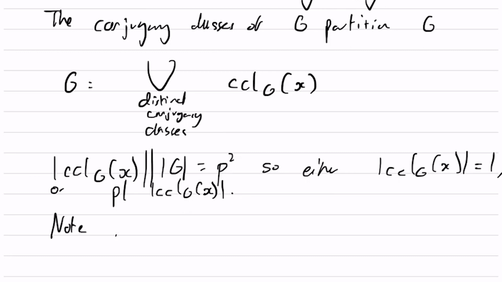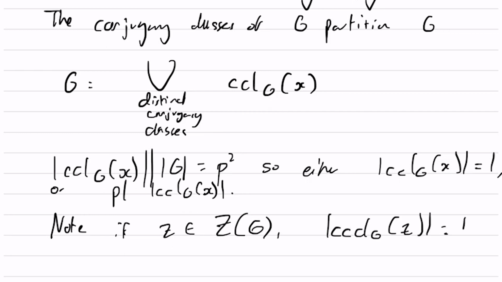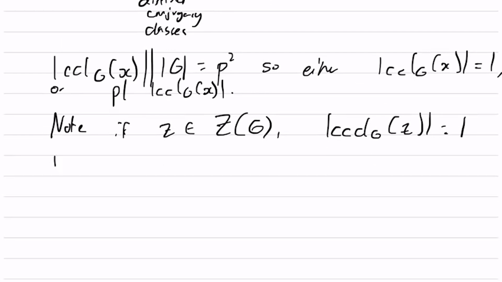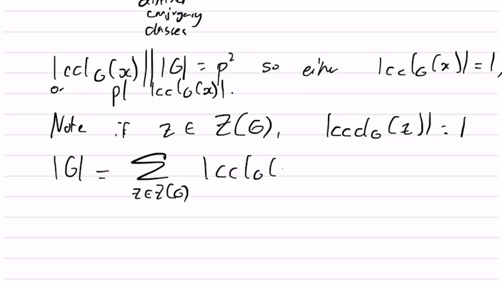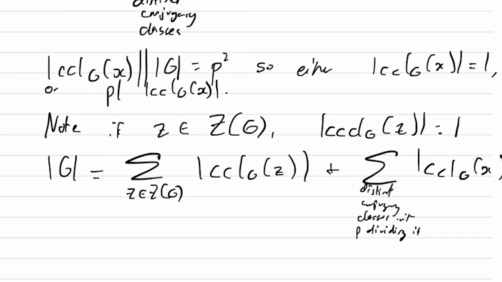Note that if some element z is in the center, then the conjugacy class of z is going to be 1. So the center's conjugacy classes are all distinct for each element. Therefore, we have that the order of G is the sum of the sizes of the conjugacy classes in the center plus the sum of all the other conjugacy classes, which must have p dividing it. P divides the order of G and this right hand side.